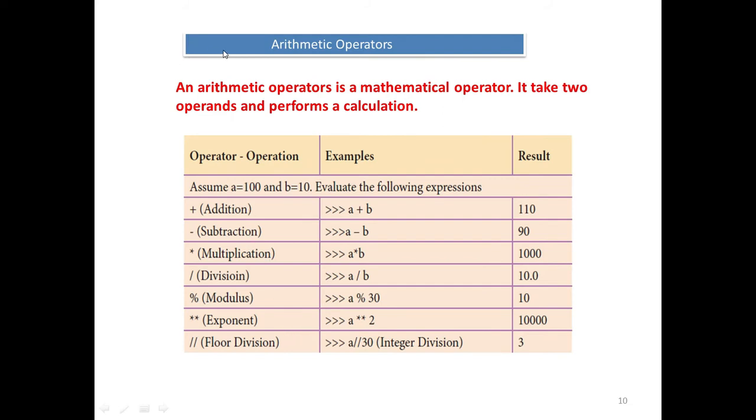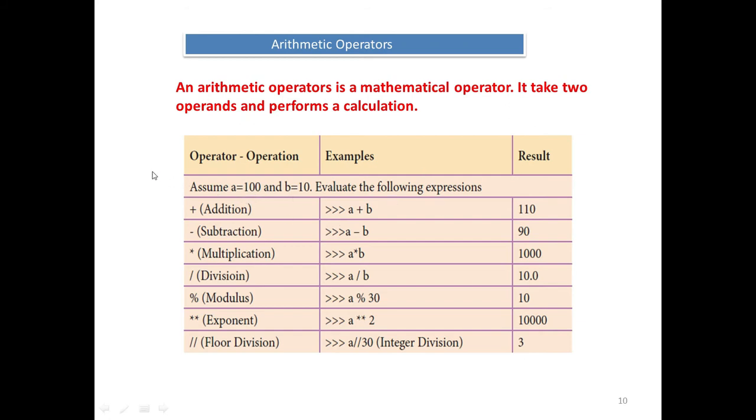What is an arithmetic operator? It's a 3-mark question to you. Explain arithmetic operator. An arithmetic operator is a mathematical operator. Do you know maths very well? It's a mathematical operator. For example, plus, addition, subtraction, multiplication, division, modulus value, exponent, floor division are mathematical operators. Mathematical symbols. An arithmetic operator takes two operands and performs a calculation. Two operands means here A, B. In this example, A value is 100, B value is 10. Elaborately, we will learn in the programming.